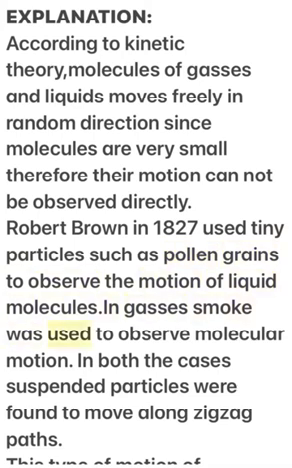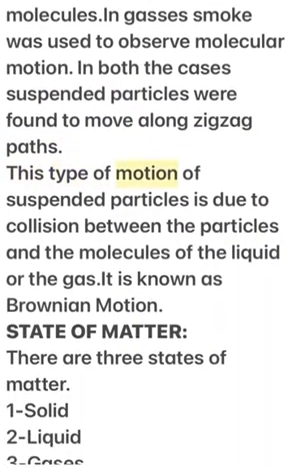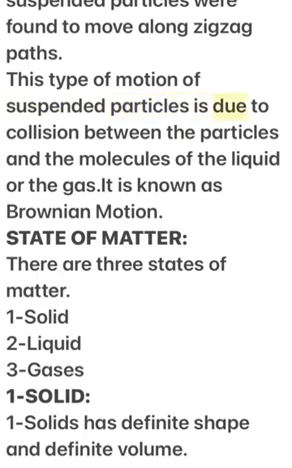Smoke was used to observe molecular motion in gases. In both cases, suspended particles were found to move along zigzag paths. This type of motion of suspended particles is due to collision between the particles and the molecules of the liquid or the gas. It is known as Brownian motion.